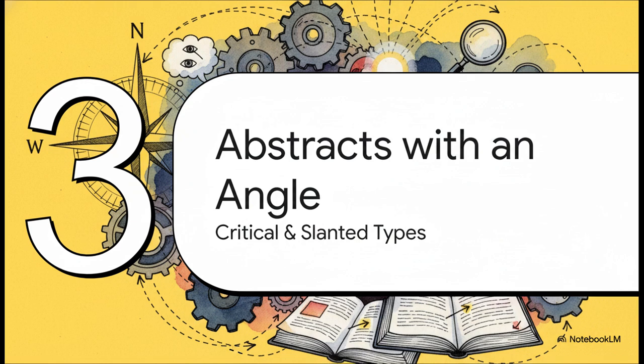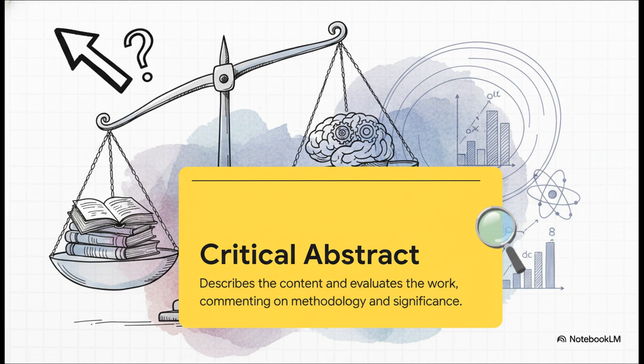Okay, so everything we've talked about so far has been about trying to be a neutral summary, but some abstracts actually have a point of view, or they're written for a very specific audience. Let's dig into a couple of those now. First up is the critical abstract. This one's interesting because you don't see it very often.